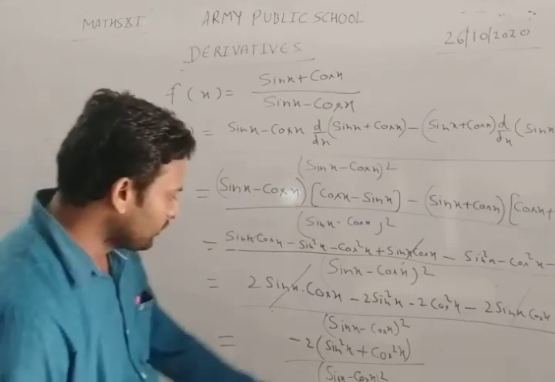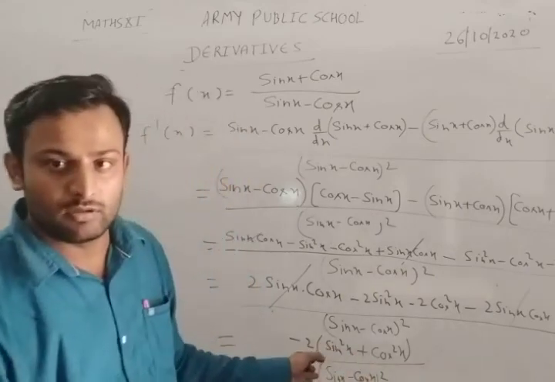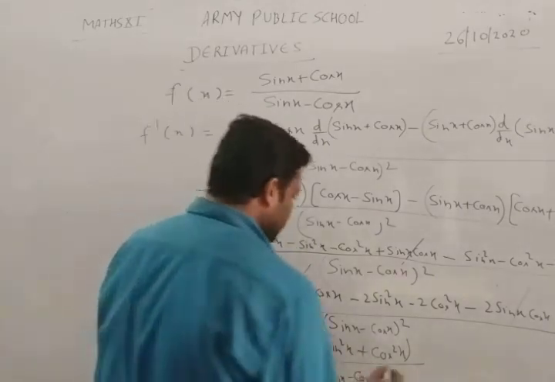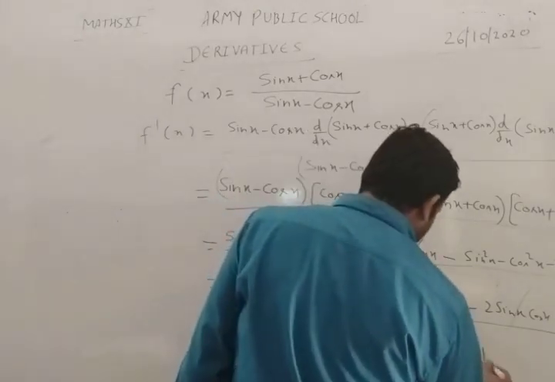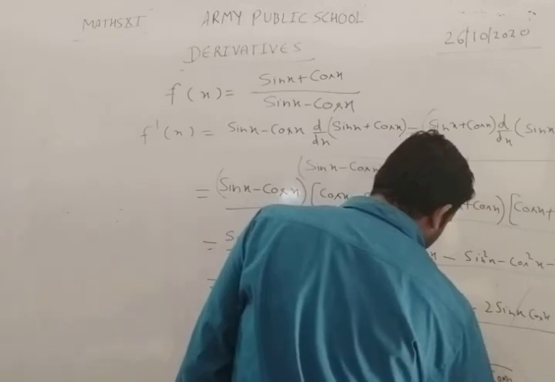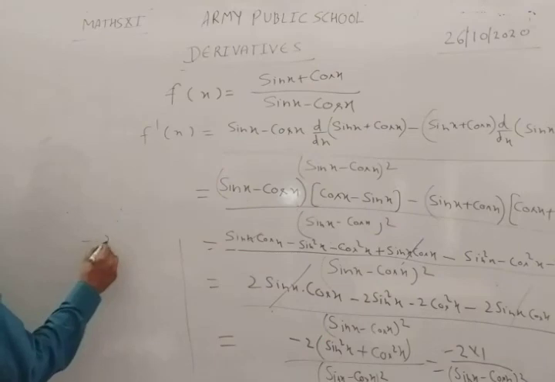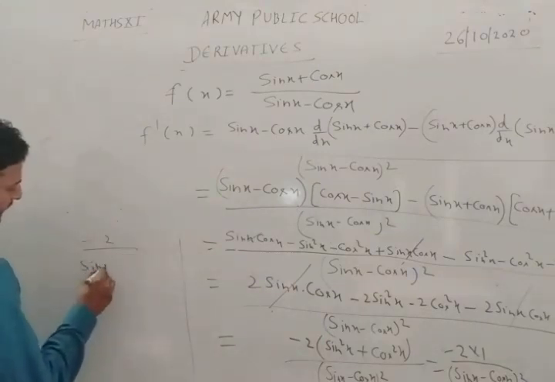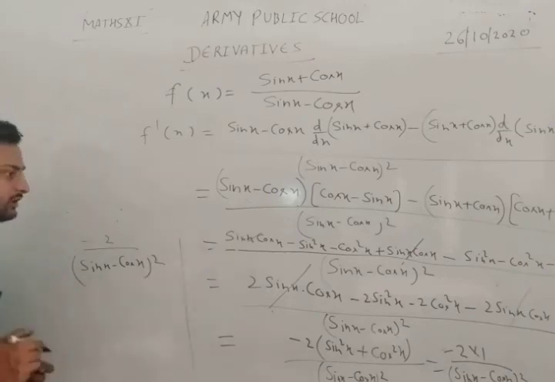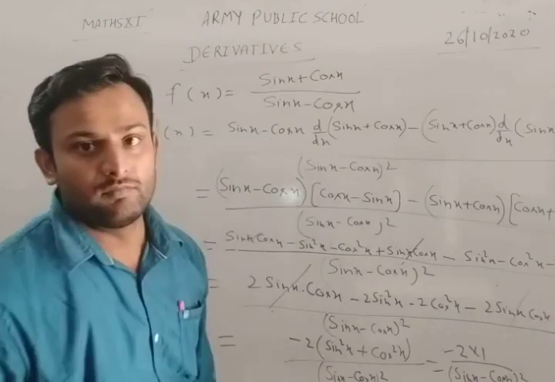Okay, now you know it is the identity of sin square x plus cos square x, and the value of this identity is equal to 1. So we replace it with minus 2 into 1 divided by sin x minus cos x whole square. So the answer will be minus 2 divided by sin x minus cos x whole square. It will be our differentiation of the given function.